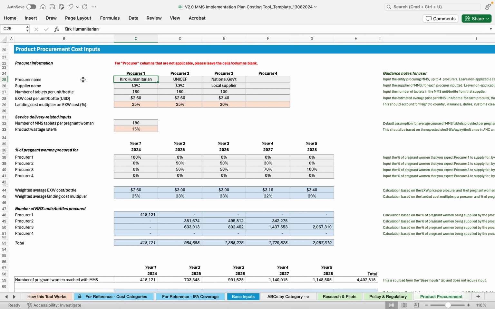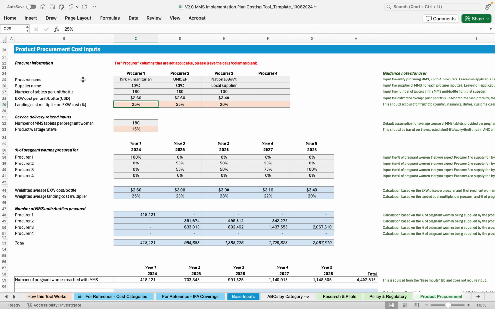So you enter the procurer name, the supplier name, the number of tablets per unit, which is usually going to be a bottle from that supplier, the ex-work cost per bottle or unit in USD, and the landing cost multiplier on ex-work cost, which is an assumption that is put in. So this is a percentage of the ex-work cost that is added to represent freight to country, insurance, duties, customs, clearance, taxes, storage, and any other administrative costs.